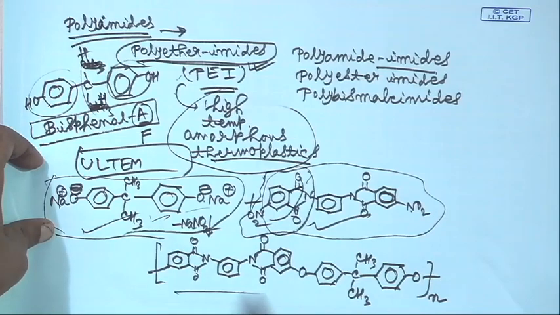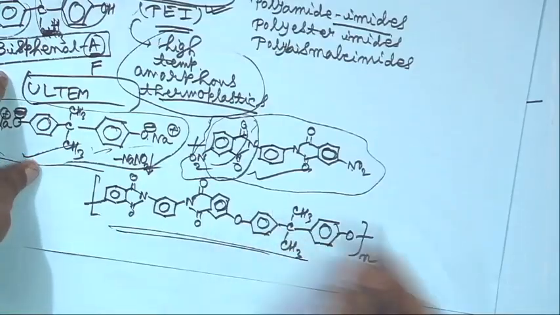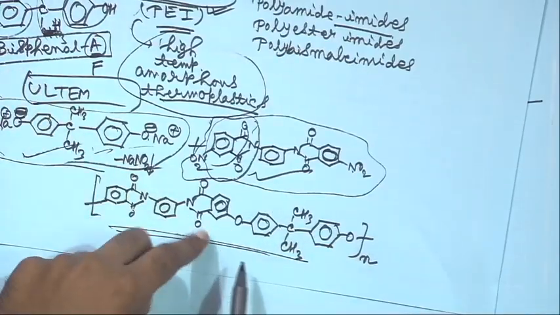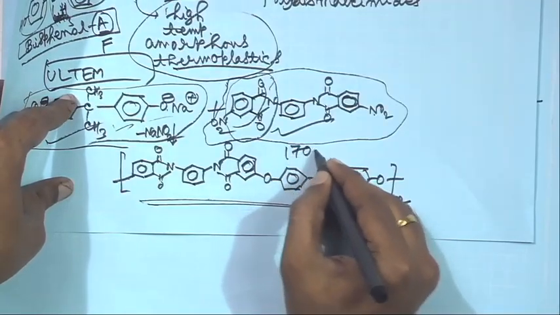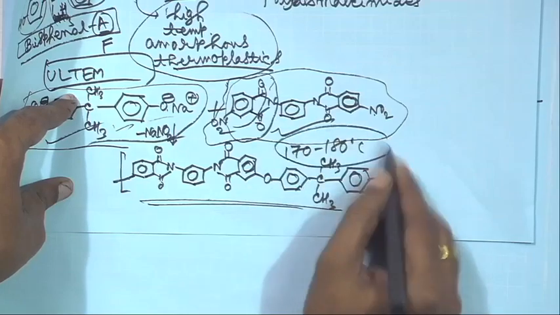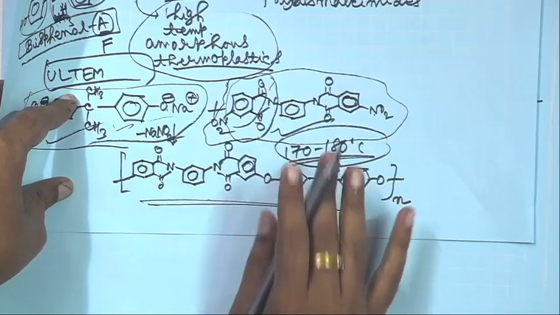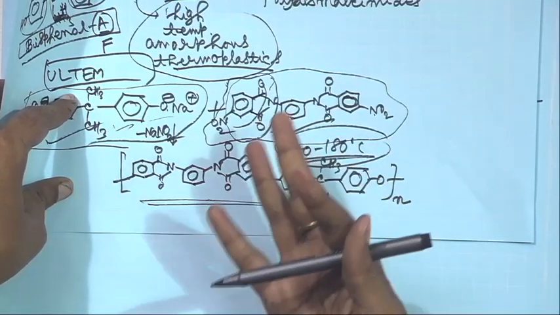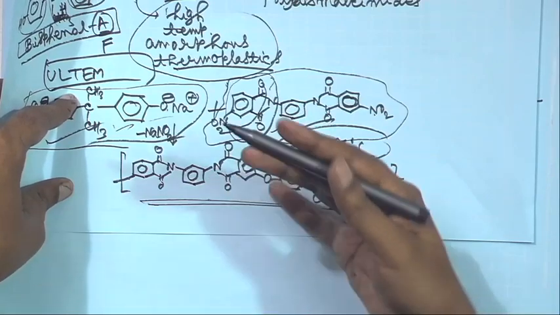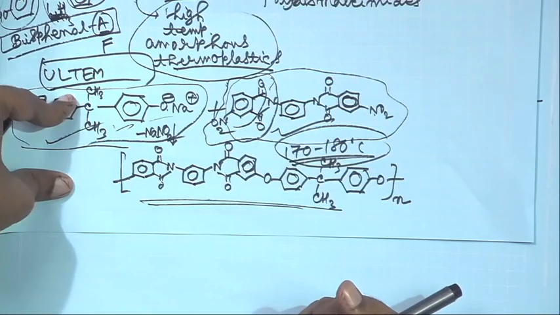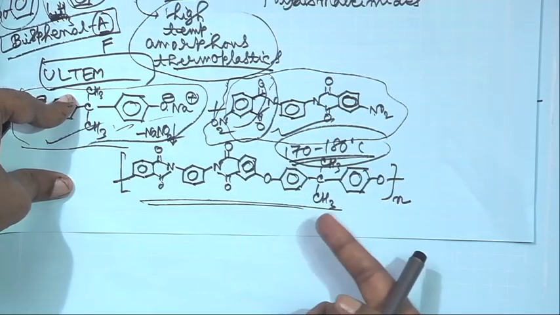Now, something that I need to tell you here. This particular product is an amorphous product, it has all these ether linkages here, and the temperature at which you can use it is around 170 to 180 degrees Celsius. So, still you can use it at quite a high temperature, and the solvent and chemical resistance are basically comparable to that of polyimides.